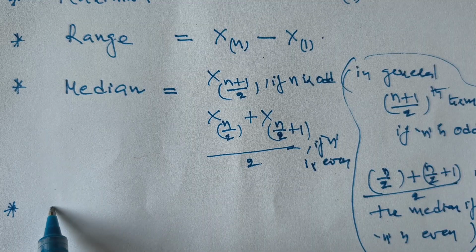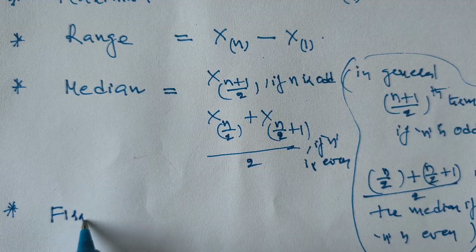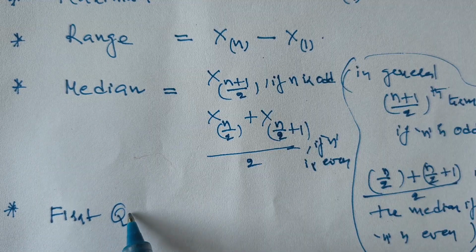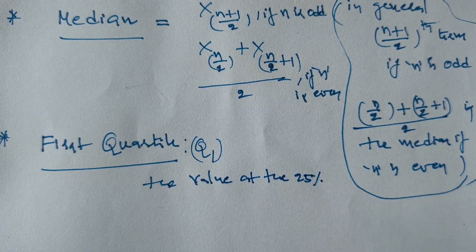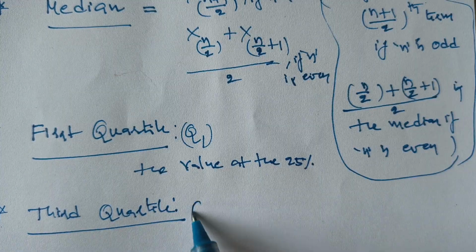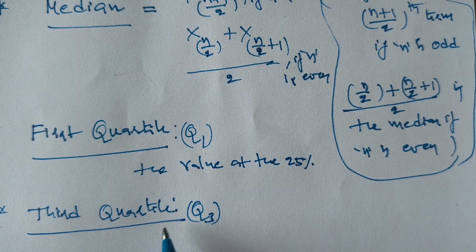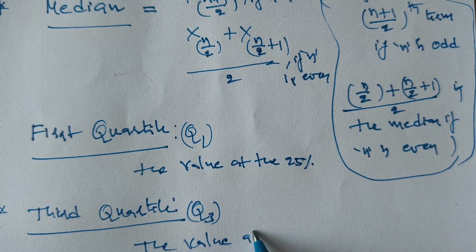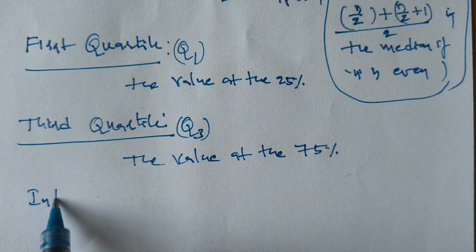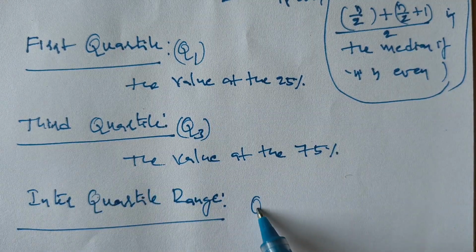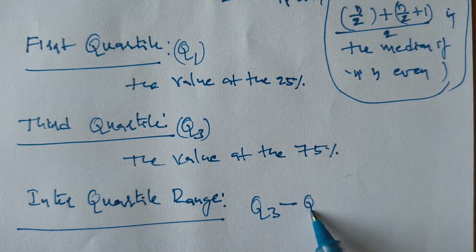Now, the first quartile is denoted by Q1, that is the value at the 25th percentile. The third quartile is denoted by Q3, that is the value at the 75th percentile. Okay. Now, the interquartile range, that is Q3 minus Q1.